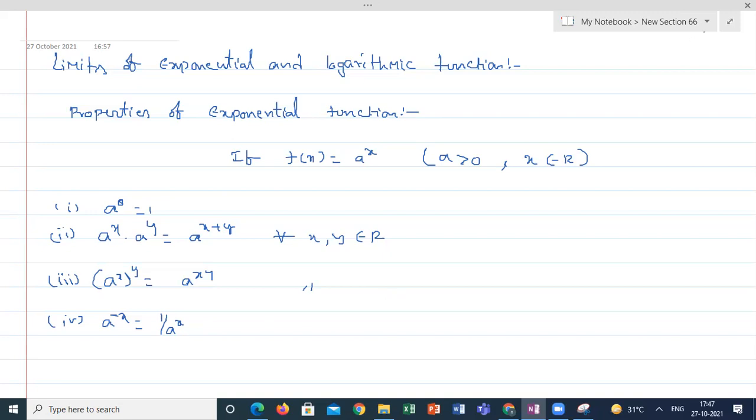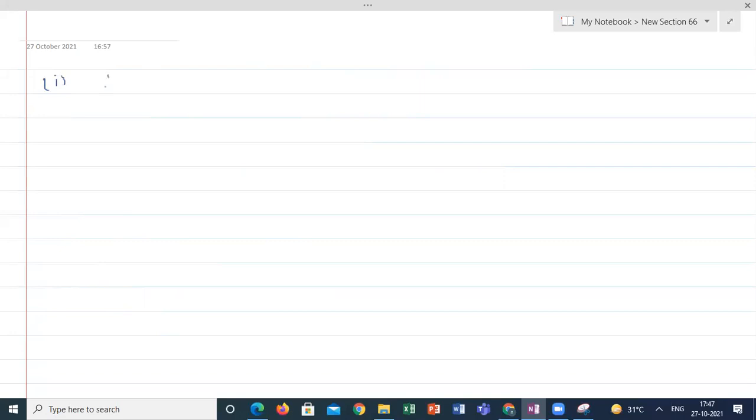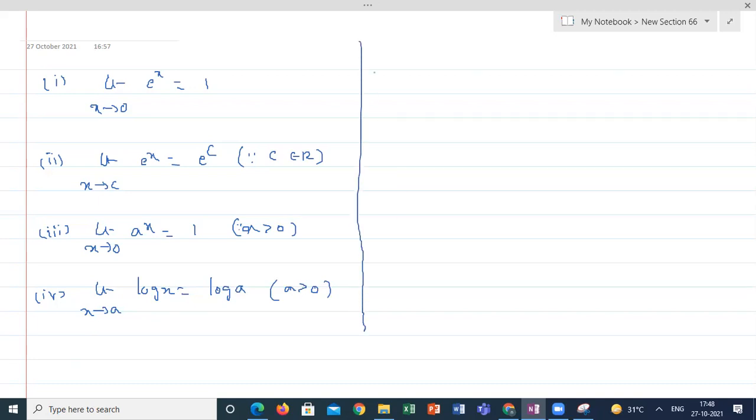Logarithmic functions means log of something. So how to deal with these kinds of functions in questions? I'm giving the formulas. Limit x tends to 0, e power x is equal to 1. Limit x tends to some constant c, e power x will be equal to e power c, since c belongs to R. Third, limit x tends to 0, a power x will be equal to 1, a greater than 0. The fourth one is limit x tends to a, log x will be equal to log a. a must be positive because logarithmic functions are not valid for negative values. These are the straightforward ones.